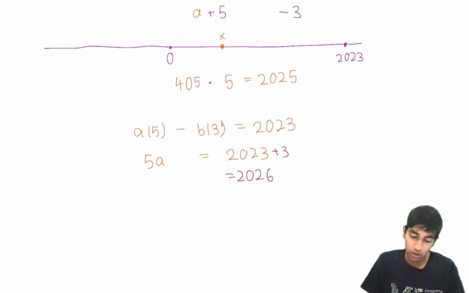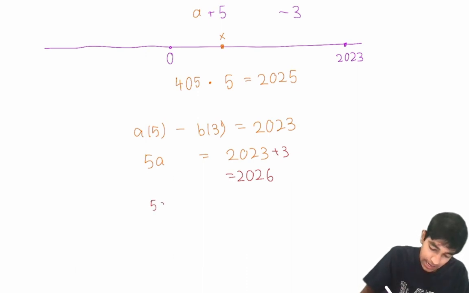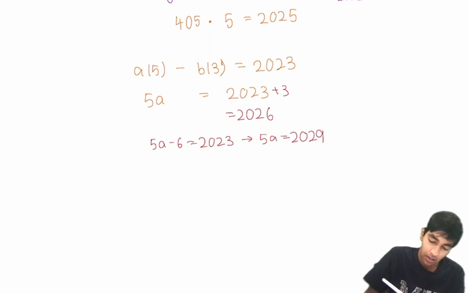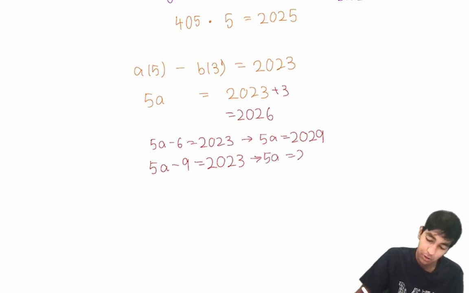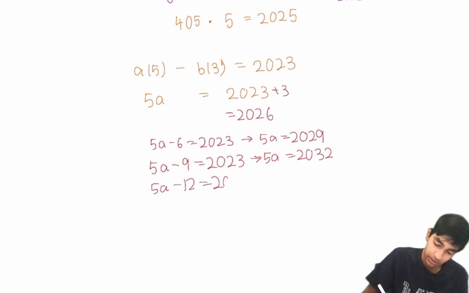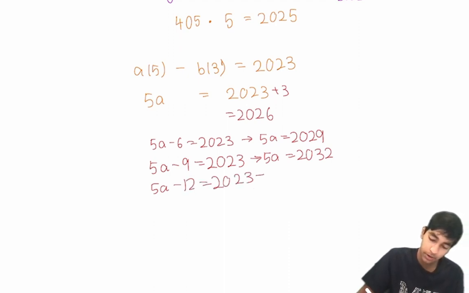Let's try B equals 2. That will make 5A minus 6 equal 2023, or 5A is 2029. That also doesn't work since 2029 is not a multiple of 5. Now let's say 3 backwards jumps. That makes 5A minus 9 equal 2023. That doesn't work since 5A must be 2032 then. Now what about 4 backwards jumps? 5A minus 4 times 3 equals 2023, which means 5A is 2035.